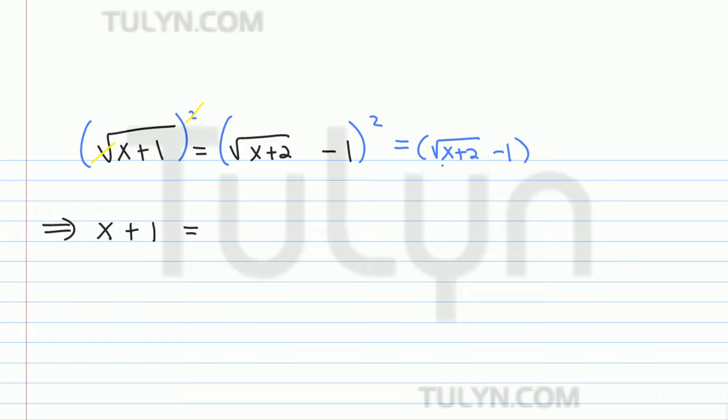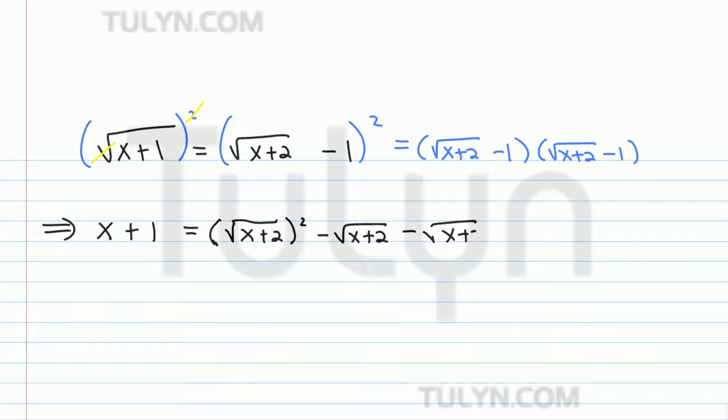So we're going to get square root of x plus 2 minus 1, times square root of x plus 2 minus 1. Again, I'm just recalling the definition of squaring something, which is you just multiply it by itself. And from here we use FOIL. So let's do that on this line down here. The first term is going to be square root of x plus 2 squared. The outer term is going to be minus square root of x plus 2. The inner term is going to be minus square root of x plus 2. And then the last term is going to be negative 1 times negative 1, which is plus 1.